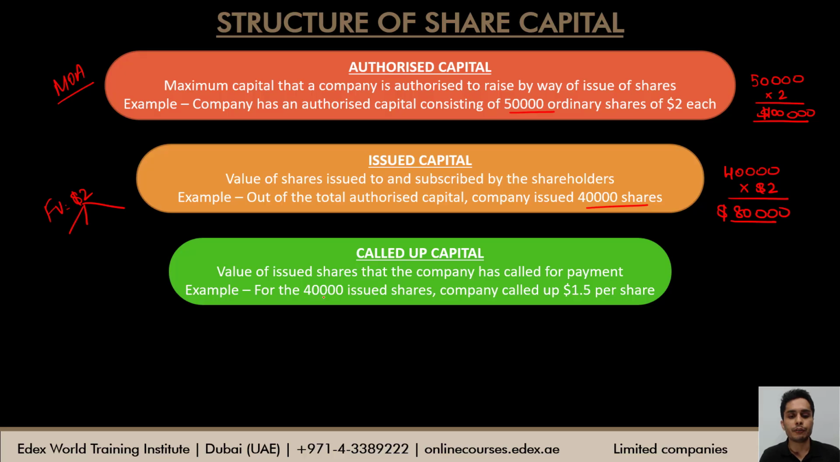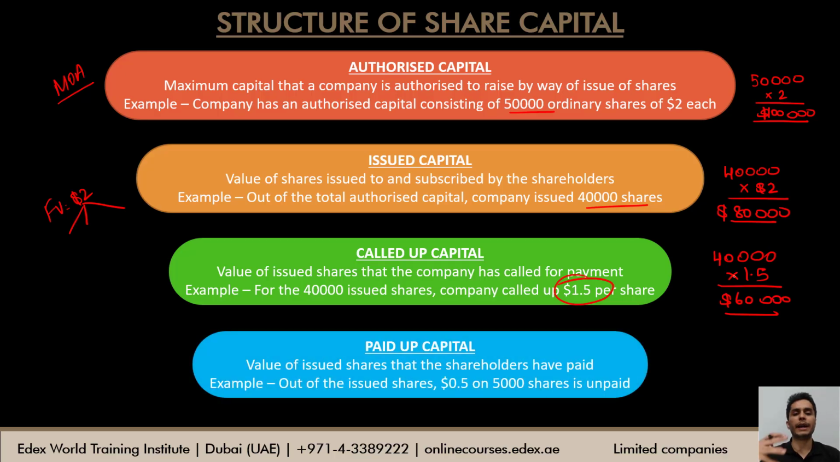Now here, of the 40,000 issued shares, the company has only called up $1.5 per share. Out of the total $2, only $1.5 per share has been called up. So the total called up capital will be 40,000 shares into 1.5, $60,000.